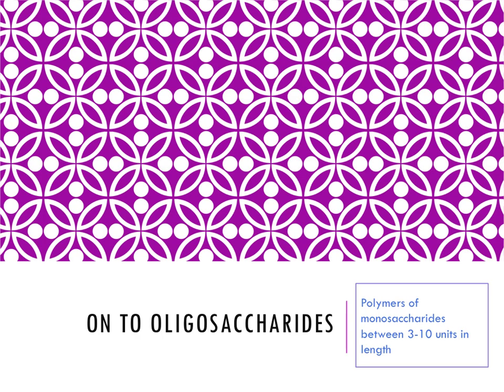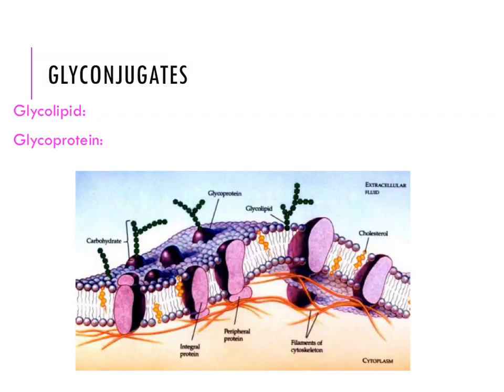Okay, well, that's all. All right, so we're moving on to oligosaccharides. Oligo are polysaccharides that are between 3 and 10 units in length. So they're more than a disaccharide, and they're less than our really, really long polysaccharides. They're somewhere in between the little and the really big.